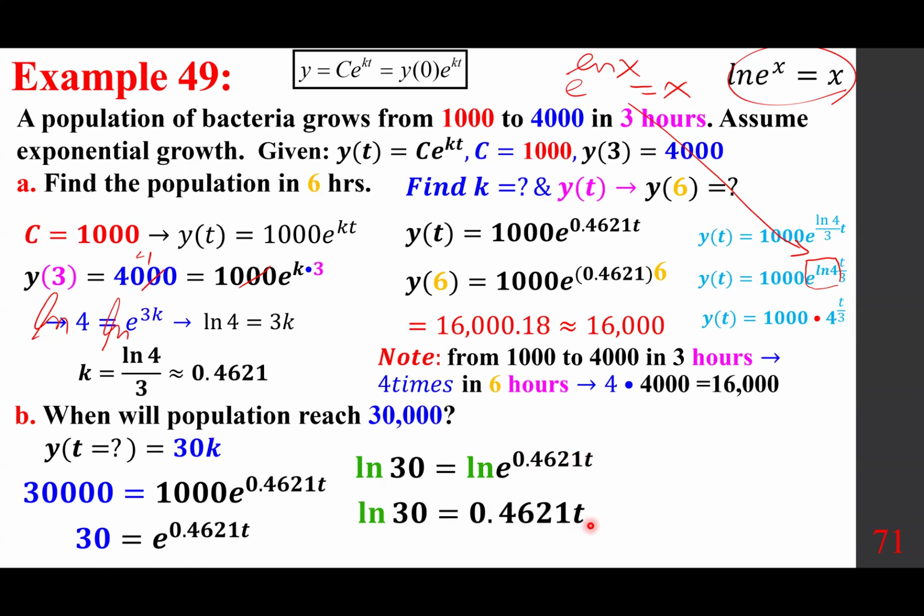So t is ln of 30 divided by 0.4621, and it's 7.3603. And the units, whatever it was, units of time, hours. So more than 7 hours. It takes a little bit more than 7 hours.